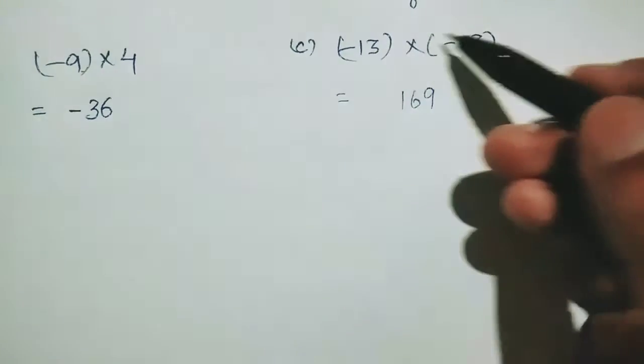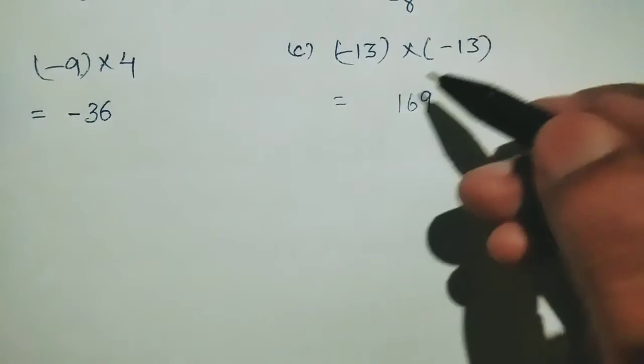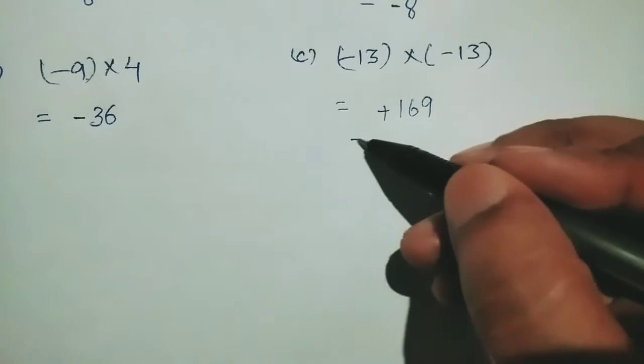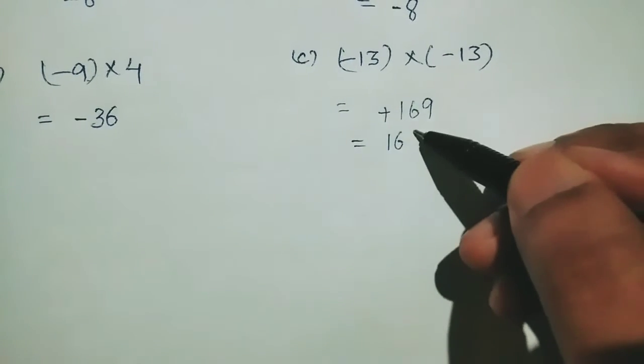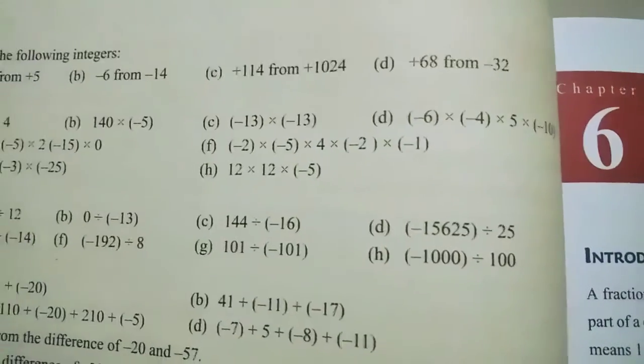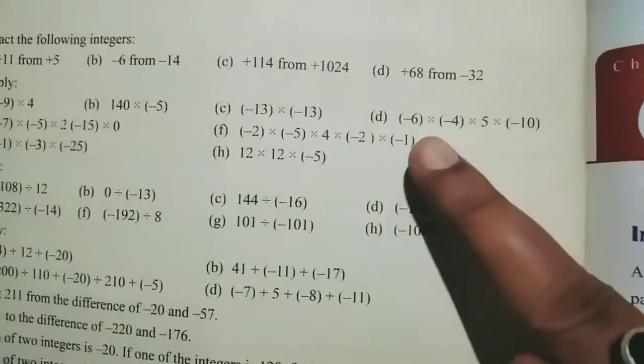So the rule was minus minus always becomes plus. So it will have the plus sign. Okay. So the answer is 169 only. Plus 169, or 169. This is the answer. Understood? Now let's see this D number.